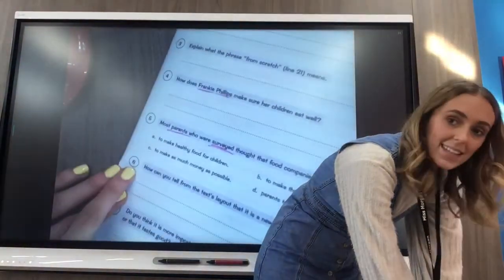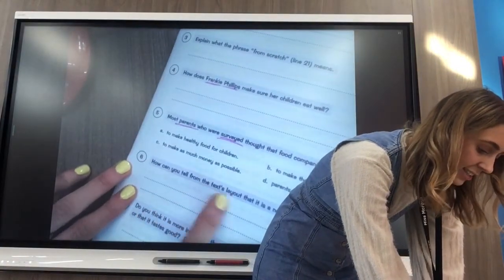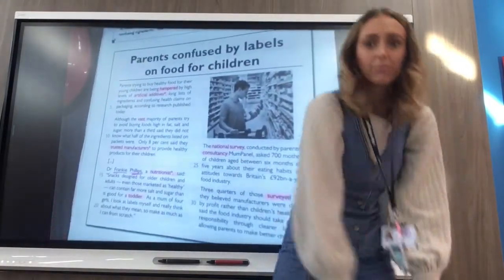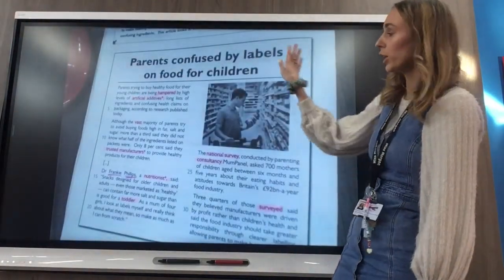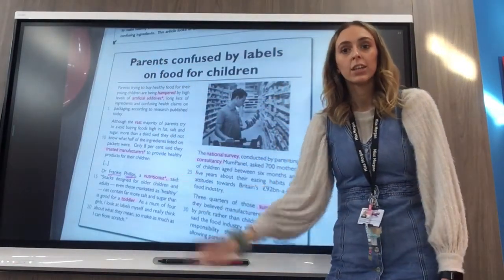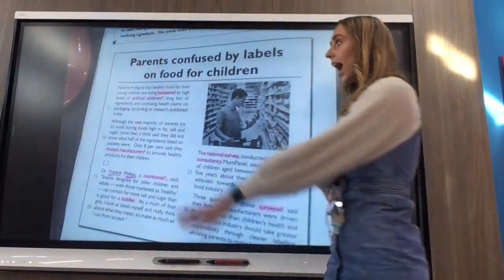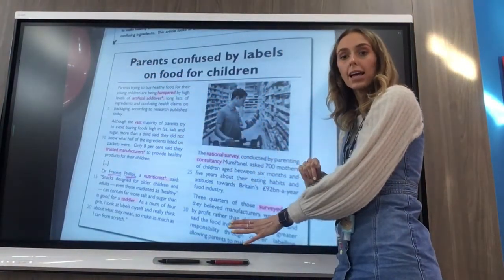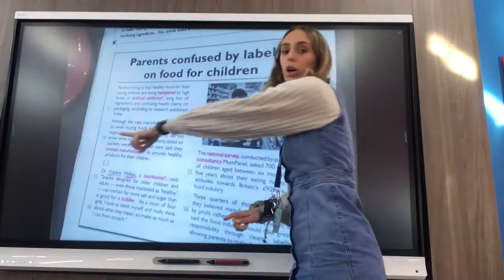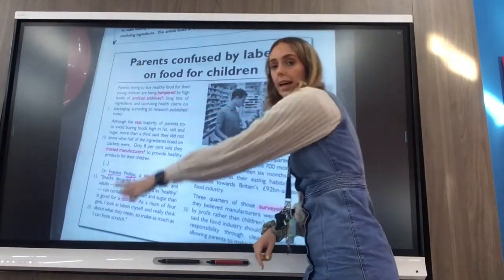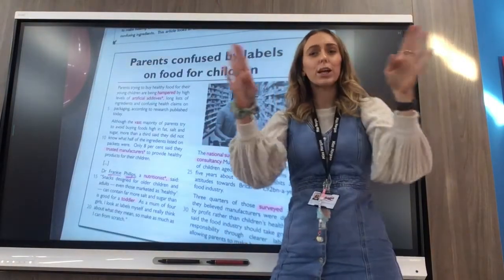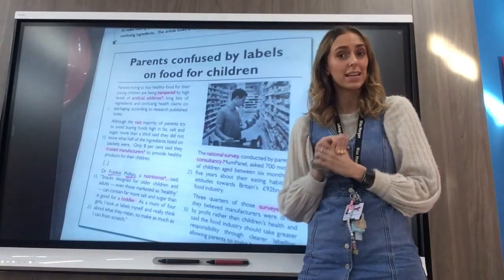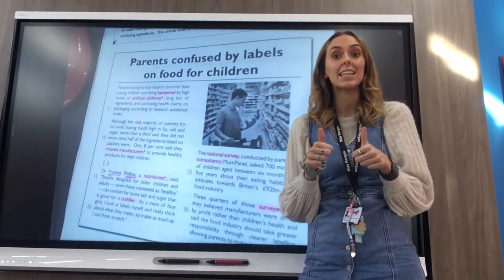Okay, number 6. How can you tell from the text's layout that it's a newspaper article. Now, a layout is when you look at something, how is it written? So I spoke at the beginning about how the writing was written on the left side and on the right side. It's not just written in one long sentence, is it? It's separated between the two to make it look a bit what? What do you think that makes it look a bit? Do you think it makes it more difficult to read? Or do you think it makes it a lot easier to read?